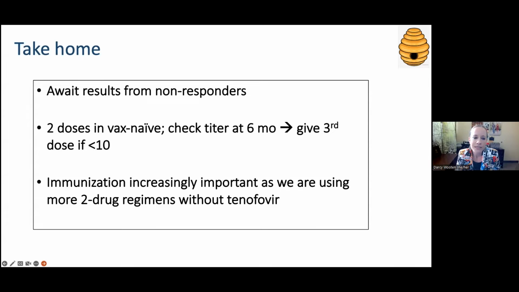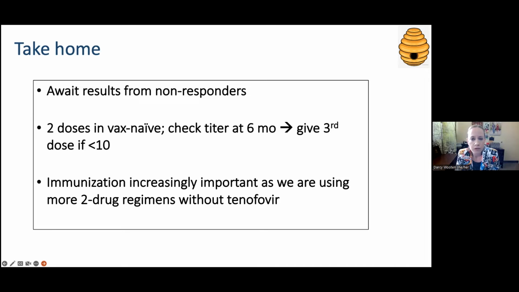But based on this study, what I'm going to do moving forward is check a titer 6 months later, because that's when 98% of people had seroconverted. If they haven't seroconverted at that point, then I'm going to go ahead and try to give that 3rd dose of this vaccine series, as it's being studied in people with HIV, to see if that does the trick. Although I think the vast majority of people will seroconvert after the 2 doses.